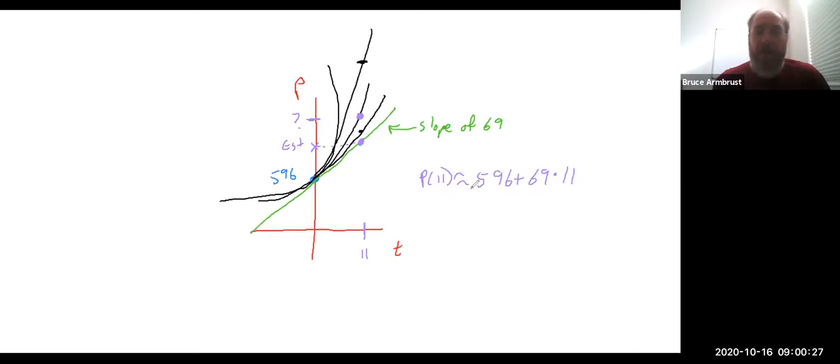Anyway, believe it or not, this is just a line. This is good old mx plus b, right? The y-intercept was 596. The slope was 69, and our step, well, we're going 11 over. So we're just using the equation of the line, but that's kind of the approach here. Anyway, so does that kind of make sense?